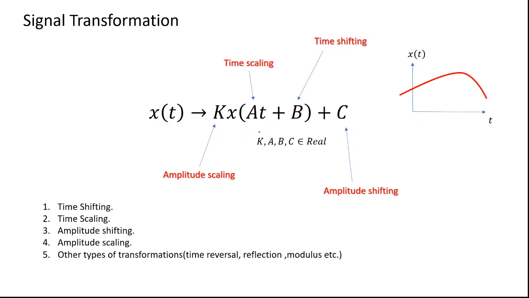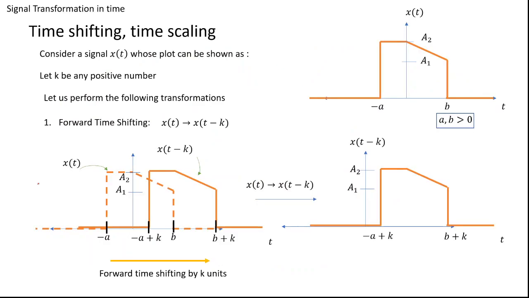So broadly there are two types of classification of signal transformation, that is the transformation in time and the transformation in the amplitude. Also, there are other types of transformations, that is time reversal, time scaling, modulus, etc. We will discuss each of these. So let us start with the time shifting and time scaling.